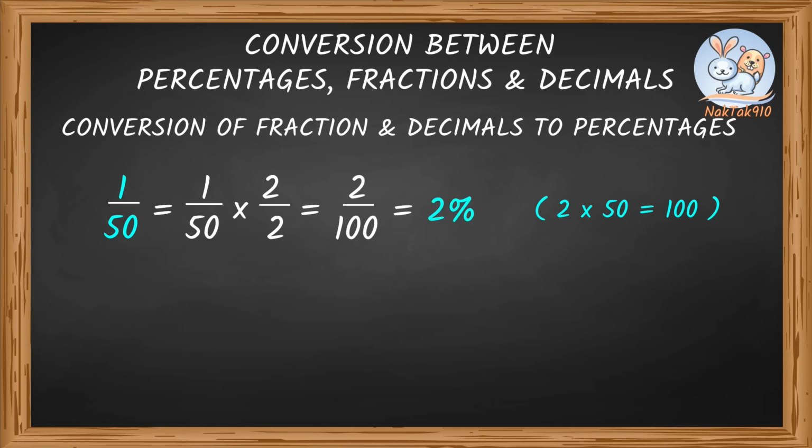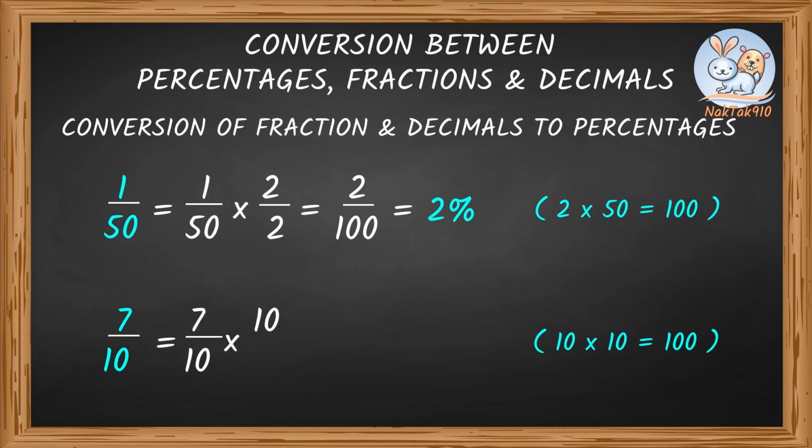Now you try an example. Now, you try to convert 7 by 10 to a percentage. The denominator of 7 by 10 is 10. To convert this 10 to 100, we need to multiply 10 by 10. And 10 times 10 gives us 100. Now, let's multiply numerator and denominator of 7 by 10 by 10 by 10. 7 by 10 equals 7 by 10 times 10 by 10 equals 70 by 100, which is 70%.